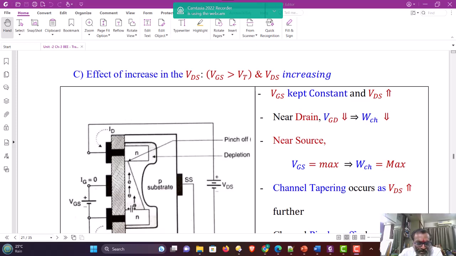Therefore, the electrons moving through this restricted area remain constant even though the electric field of the supply voltage VDS is increased, and therefore VDS doesn't have any effect after this value and the current saturates. This current is called the constant saturation current.